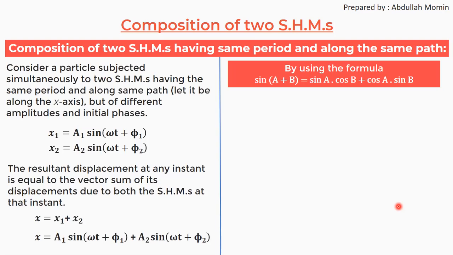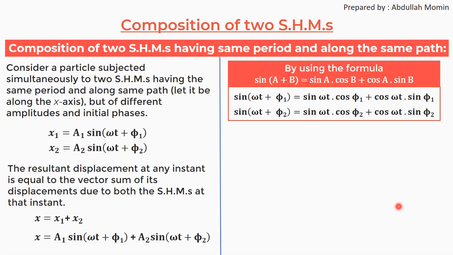And now we are going to use this formula to expand this term, that is sin(a plus b) is equal to sin a cos b plus cos a sin b. So we are going to expand the term sin(omega t plus phi 1). So it can be expanded by using the above formula as sin omega t cos phi 1 plus cos omega t sin phi 1. Similarly, sin(omega t plus phi 2) can be written as sin omega t cos phi 2 plus cos omega t sin phi 2.